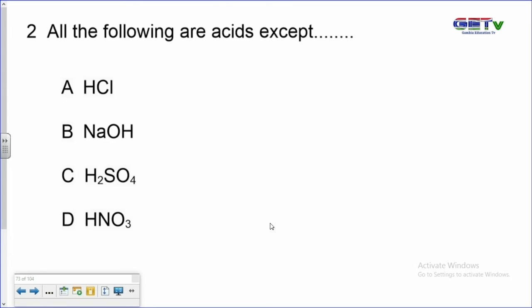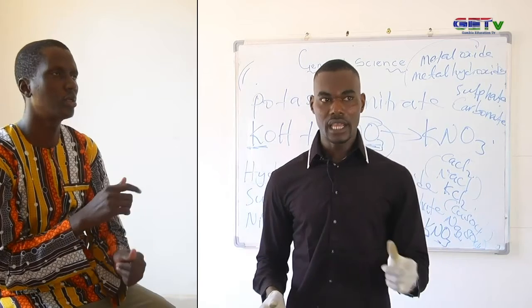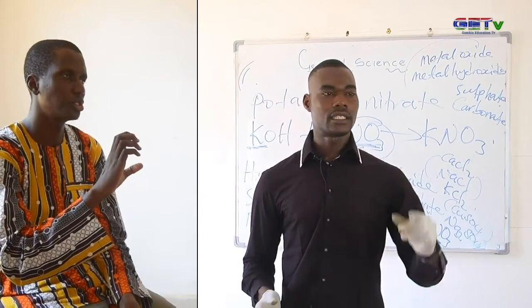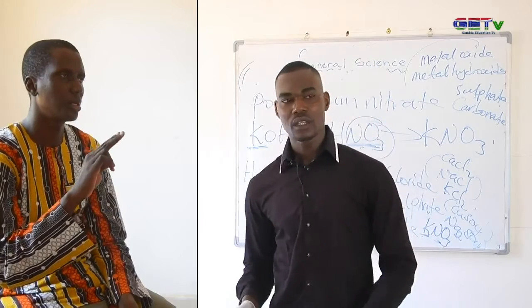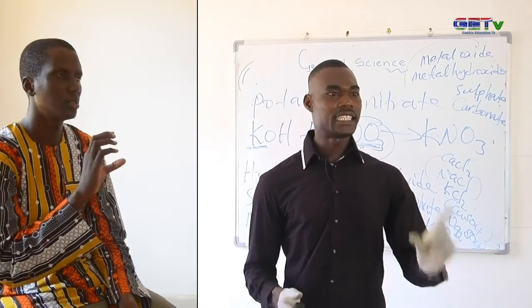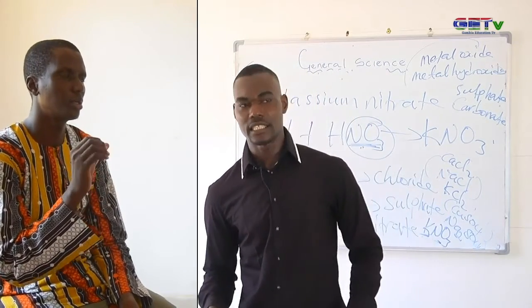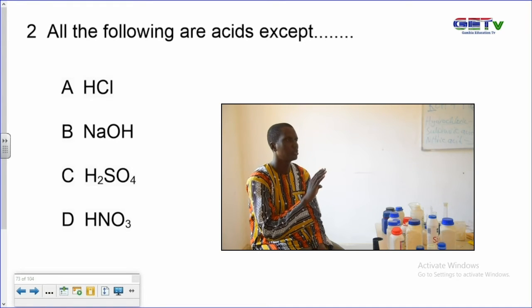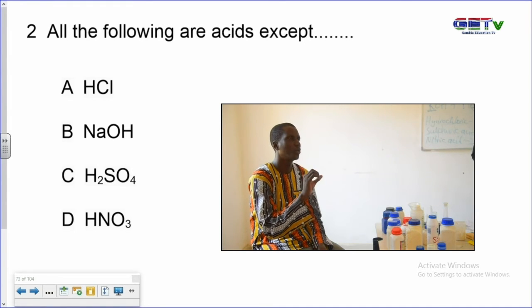Number two, all the following are acids except what? A, HCl, B, NaOH, that's sodium hydroxide, C, H2SO4, that's sulfuric acid, and D, HNO3, that is nitric acid. So all of them are acids except which one? The option is B, sodium hydroxide. It's not an acid, but the rest are all acids.